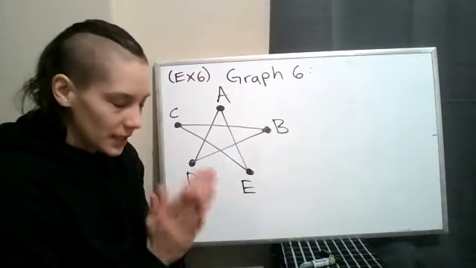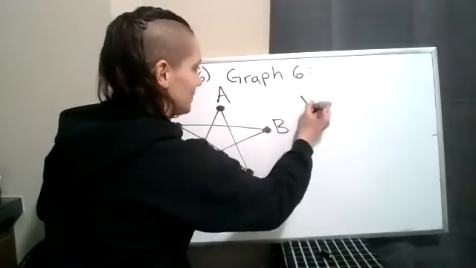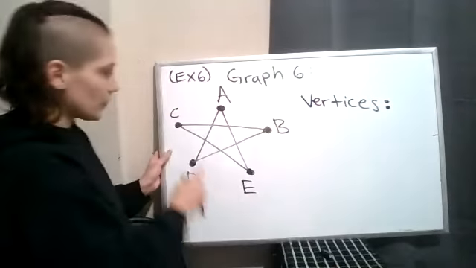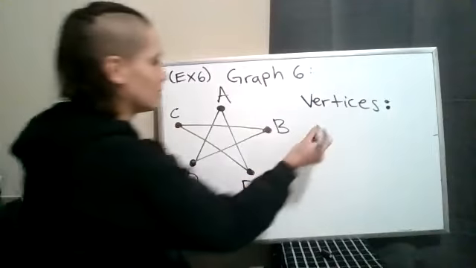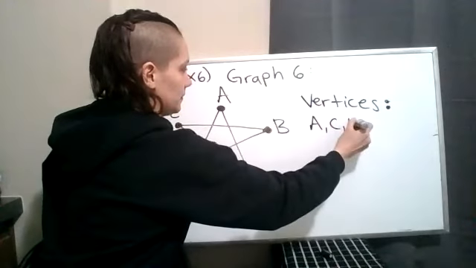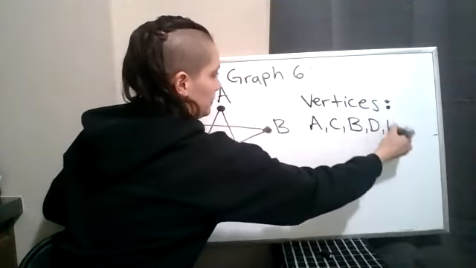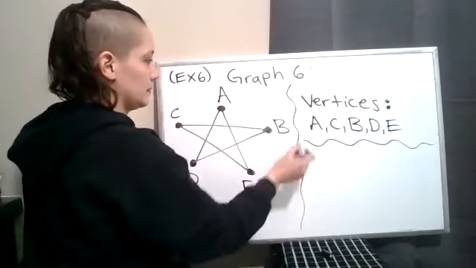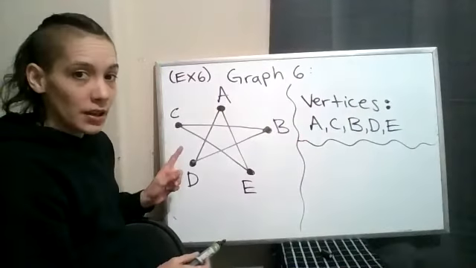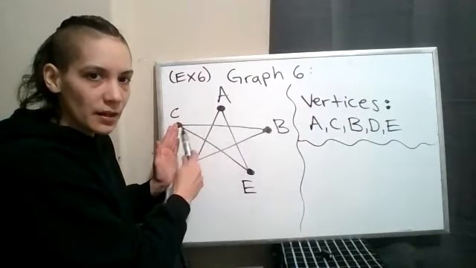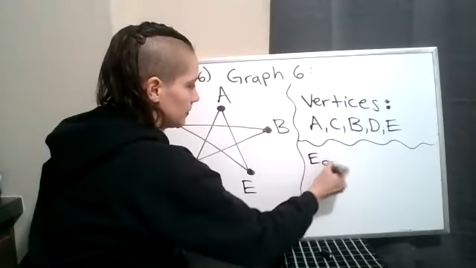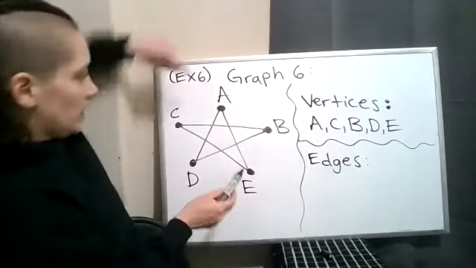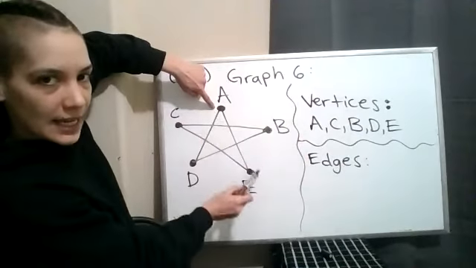Okay, let me see. Vertices are the dots, which is A, C, B, D, E. And the edges are the lines, or all of the relationships that are between the dots. Let me start here. There's AD, AE.